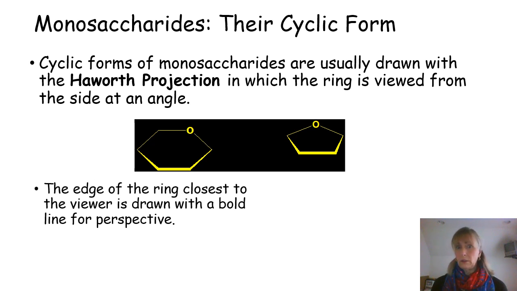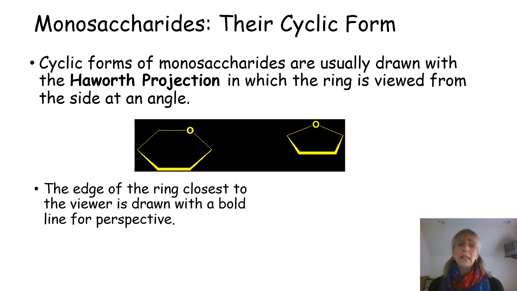For instance, remember when we formed that cyclic hemiacetal, we had an oxygen and we formed a bond. So this is what they look like. This would be the 6-membered ring hemiacetal, and this would be a 5-membered. Remember, those are the two most common forms.